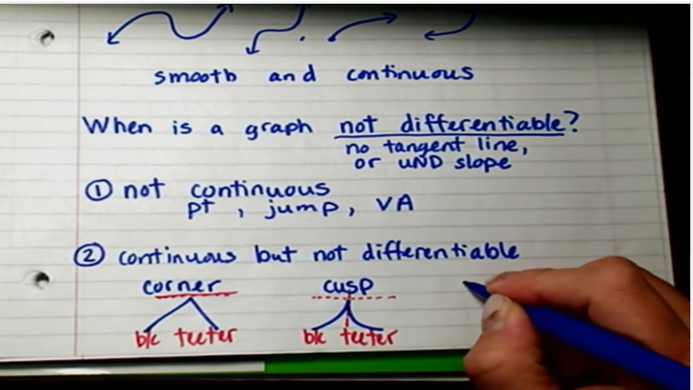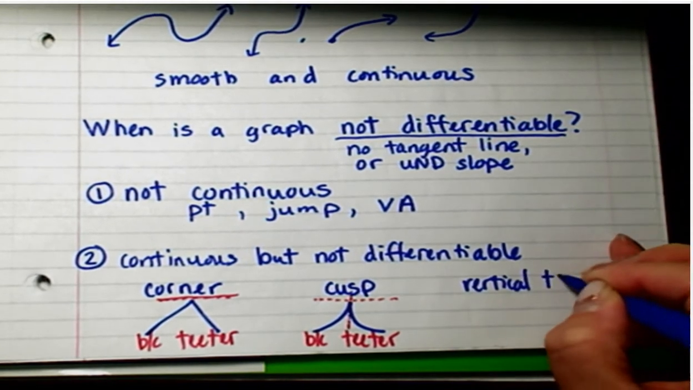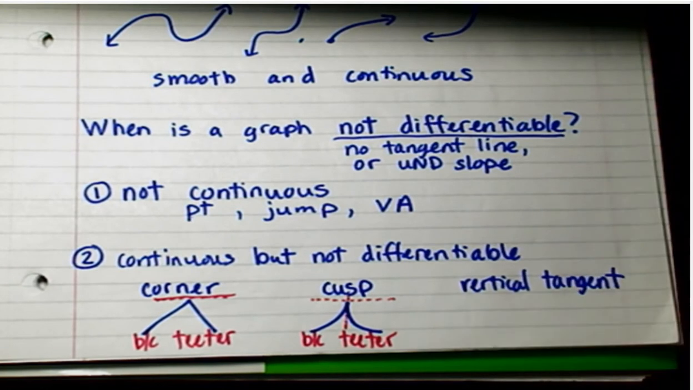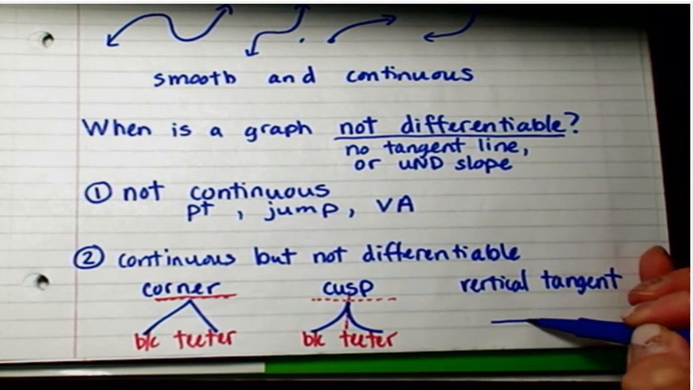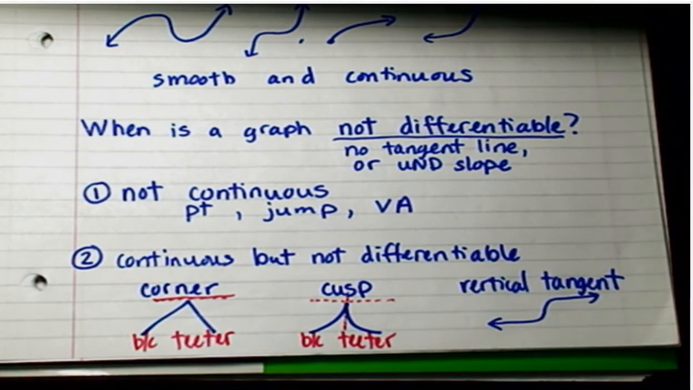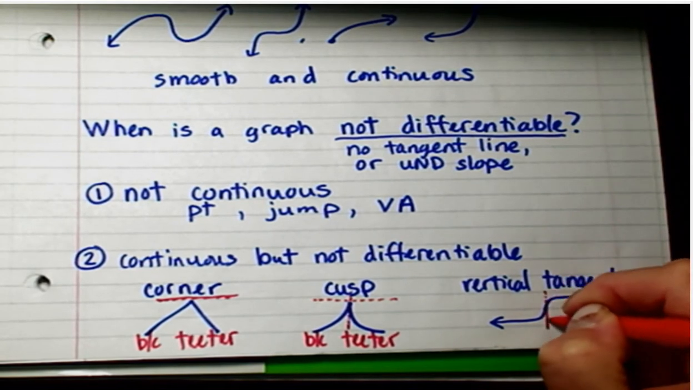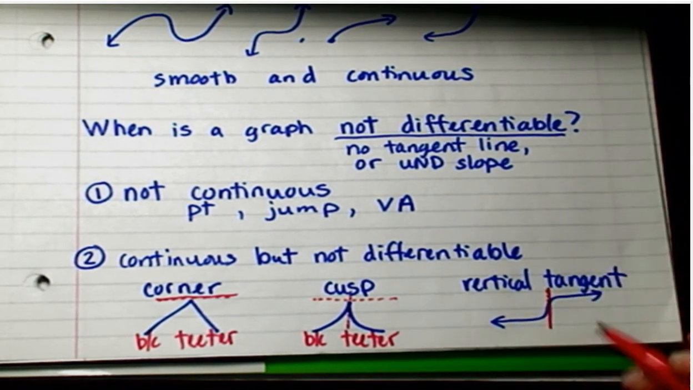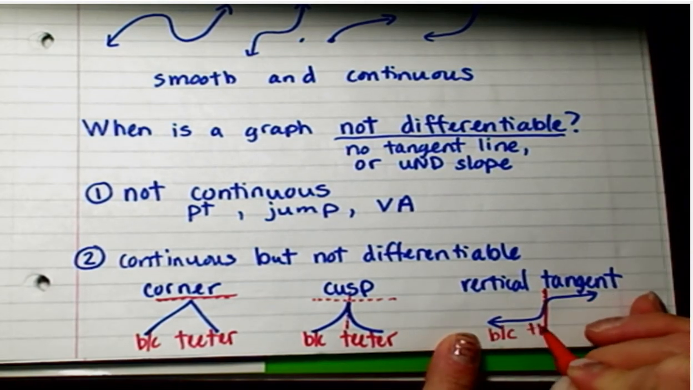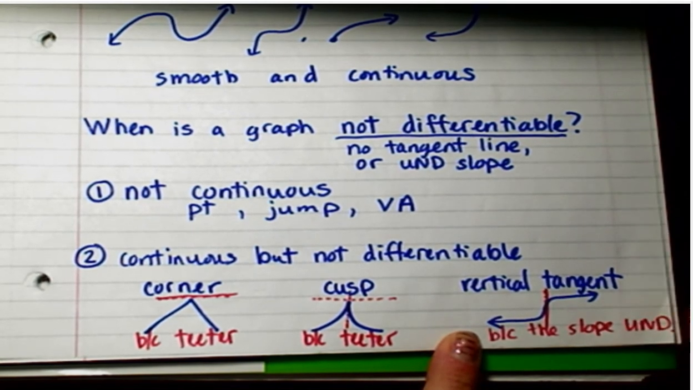All right, last one. Vertical tangent. I'm going to draw what appears to be a cube root graph. Despite my best efforts at the drawing, that is a vertical tangent because the slope is undefined.